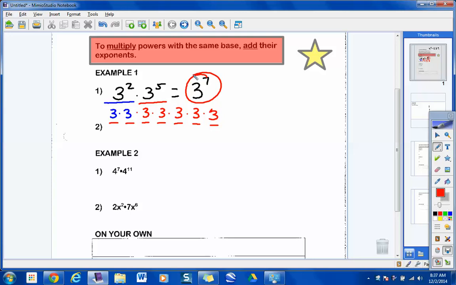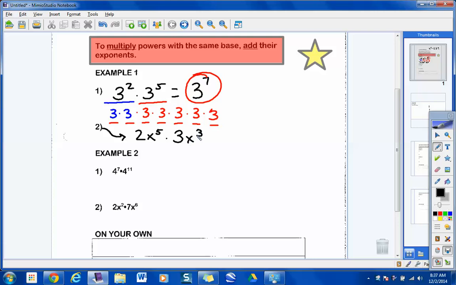Alright, next one's going to be more difficult because I'm going to start saying, there are common bases, but there's also going to be some coefficients in this situation too. Okay? I'm going to write it like this. Example number 2: 2x to the 5th times maybe, I don't know, 3x to the 3rd.